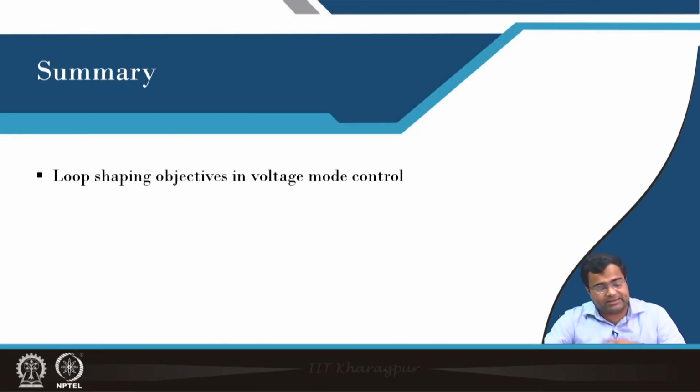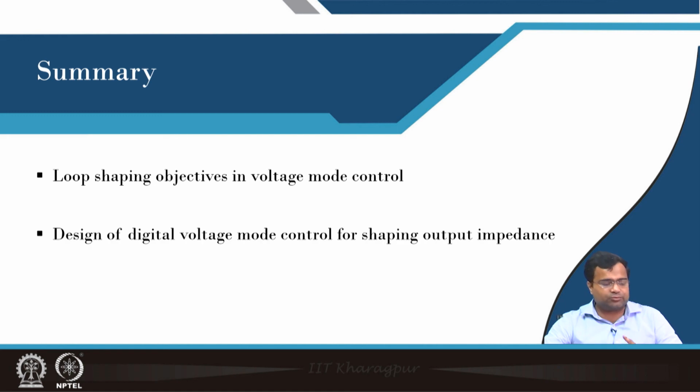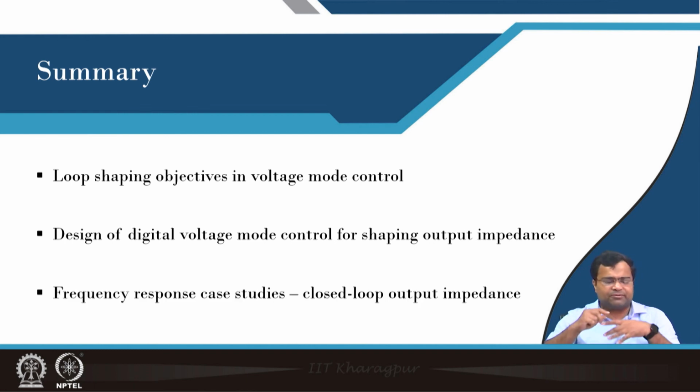So, in summary, we have discussed loop shaping objectives in voltage mode control. We have considered the design of digital voltage mode control for output impedance shaping, and we have considered a few frequency response case studies for closed loop output impedance. In the next lecture, we are going to show hardware experimental results for loop shaping, that means the output impedance shaping results, and how the load transient performance looks.